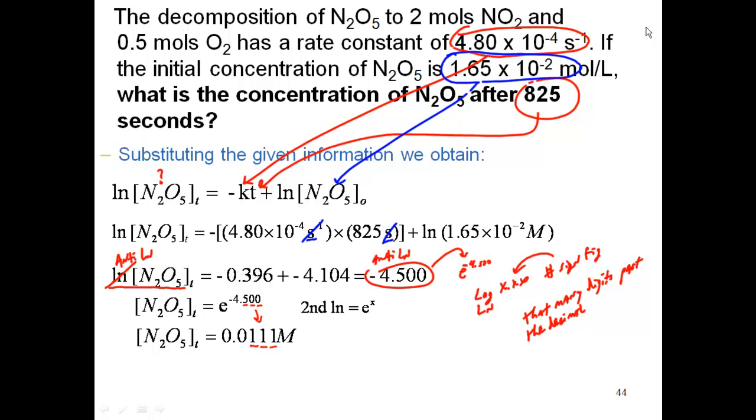That's for the anti-log. If I do the log, the number of significant digits I have, which is 3 in this case, when I do the log of that, I would have to have 3 digits past the decimal for my value. Notice that this one, the answer is 0.0111. What should happen to the concentration of our N2O5 over time is that it should decrease. So did it decrease? Yes, it went from 0.0165 to 0.0111, which is a decrease.